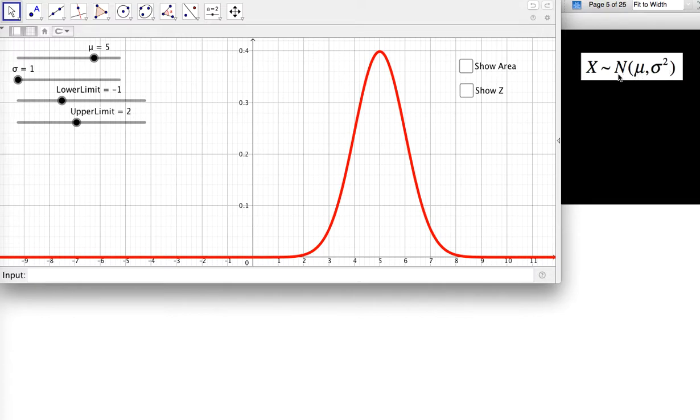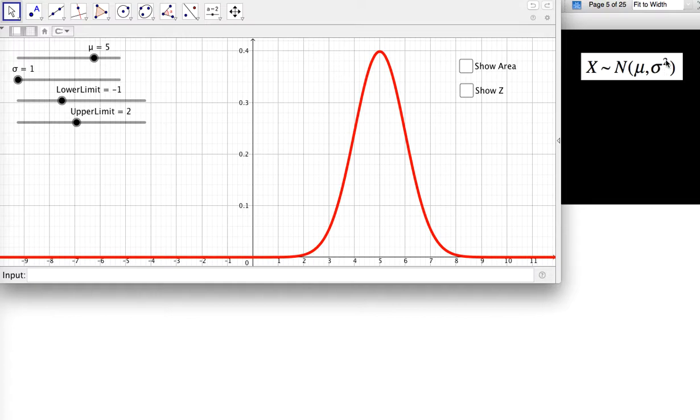Now, because of that, when we define our normal distribution, we write it using this notation on the right hand side here. We say x is distributed normally, and the two parameters we need to say is what the mean is and what the standard deviation is. Those are the two parameters that cause the normal distribution to be the shape and the position that it is.